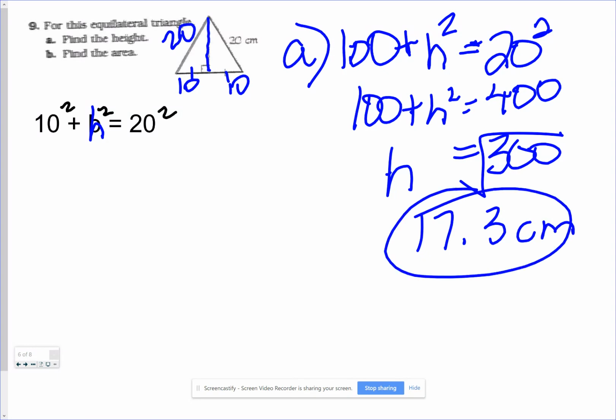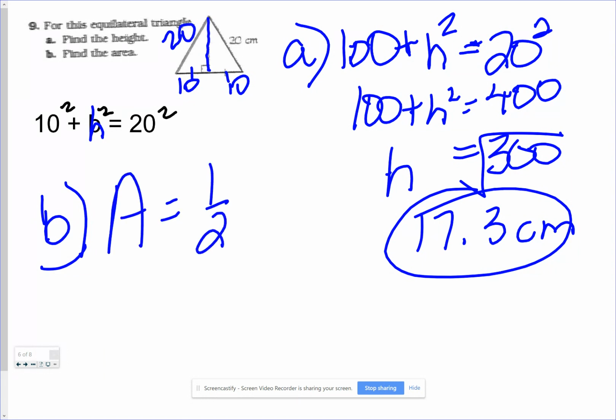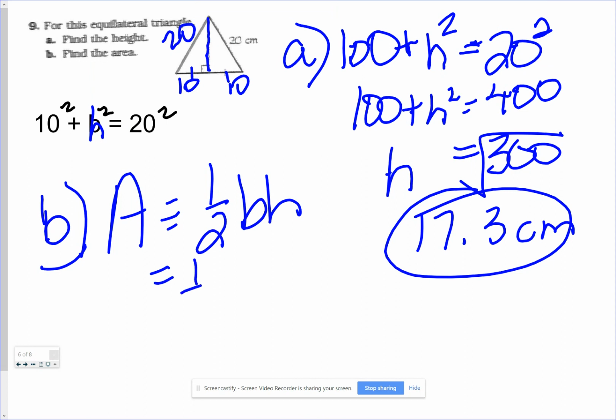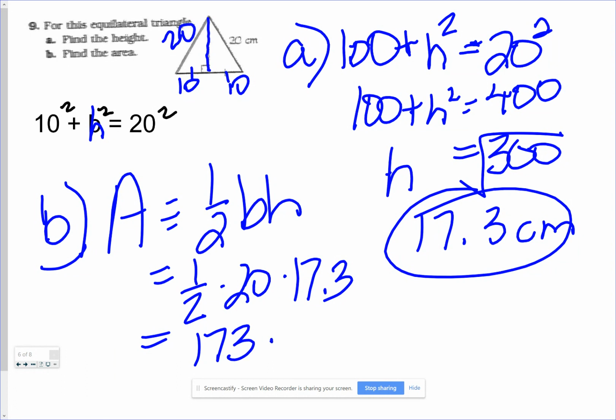Once you know that, though, then you can find the area of the triangle, because for part B, they're assuming you remember how to find the area of a triangle. The area is 1/2 the base times the height, which means, as we look at this, 1/2 times the base, oops, the entire base is 20, and then the height is 17.3. Crank that out, and you should get exactly 173. The area is always measured in square units. There you go.